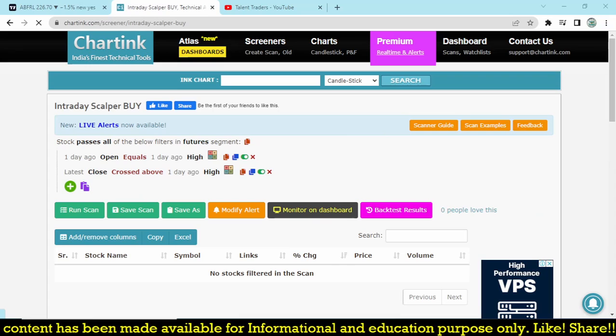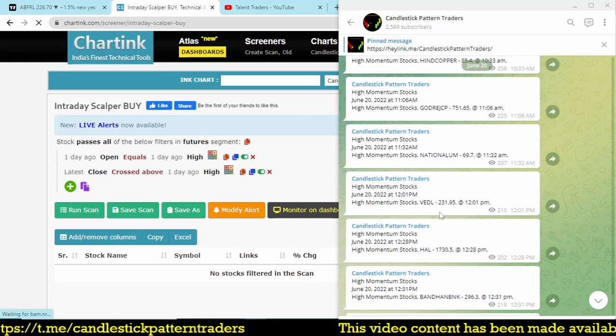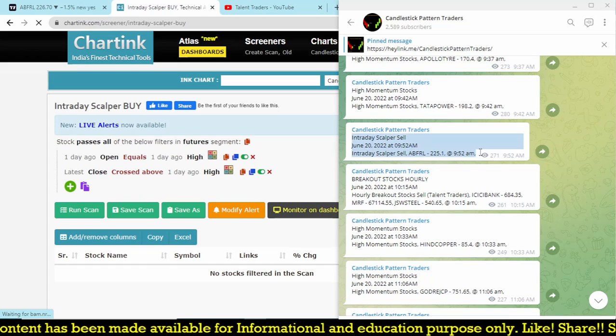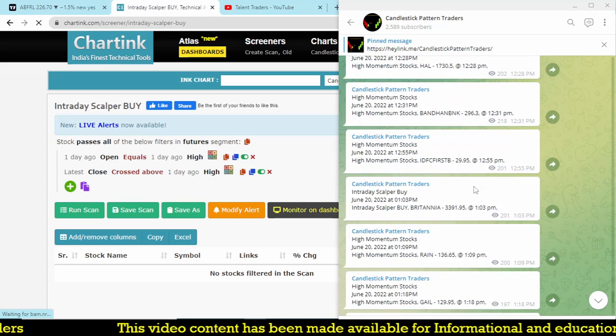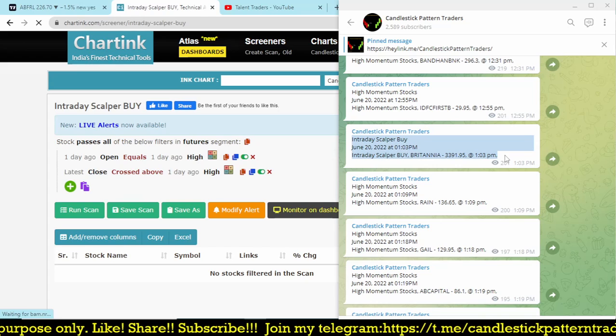Two kinds of stocks we got, one for a buy and another one for a sell. Let's see what happened on those particular stocks. There were a lot of stocks where we got alerts, high momentum stocks. Meanwhile we got the intraday scalper sell that I mentioned, and this alert is updated based on the scanner. The one is ABFRL at 9:52, the price is 225.10. And the second stock we got an alert for is Britannia, for an intraday scalper buy. This was happening around 1 o'clock 3 minutes.